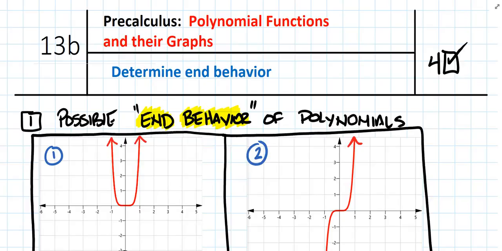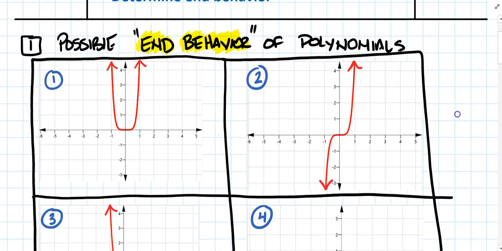Welcome to Precalculus Concept 13b, polynomial functions and their graphs. Today, this lesson is all about determining end behavior, and there are 4 boxes. Okay, so here we go. Here is box number 1.